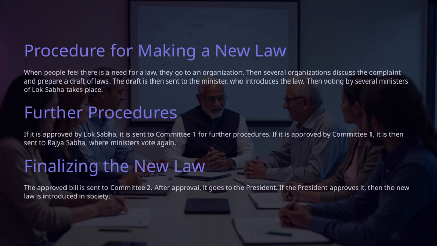This entire process ensures that laws are carefully examined and debated at each stage, reflecting the importance of thorough review before a law becomes part of our legal system.